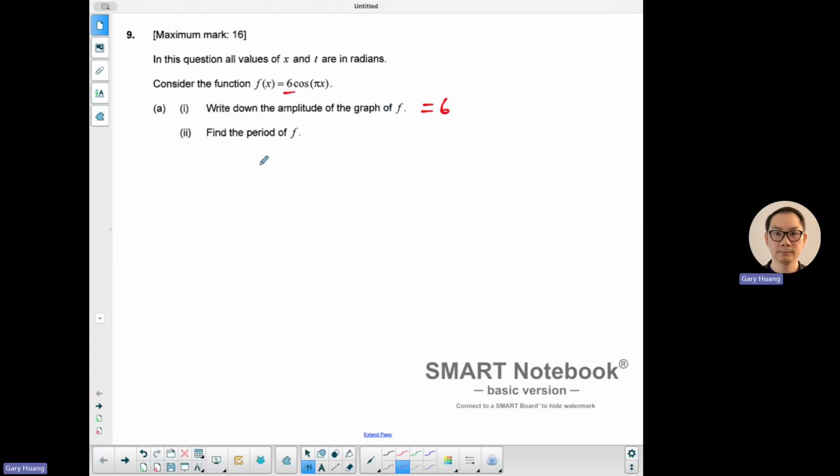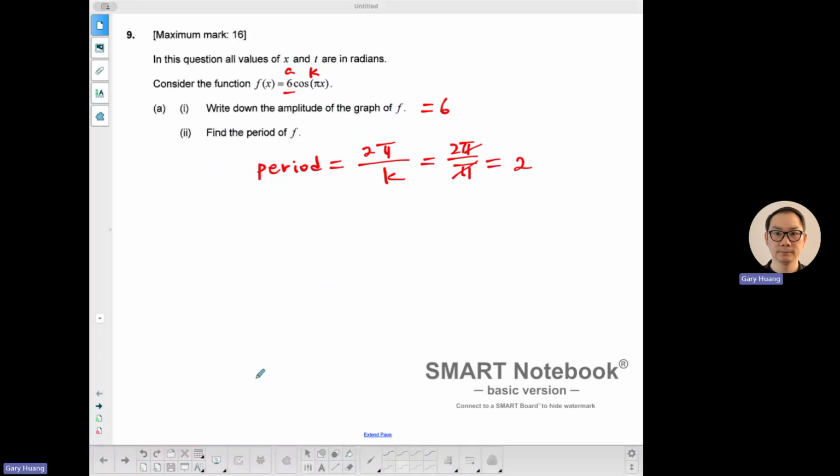The period is always equal to 2 pi divided by the k value. I call this AKDC, so this is the k value. Here, the k value is pi. 2 pi divided by pi is 2, so 1 period is 2 units. So that's 3 simple marks here.